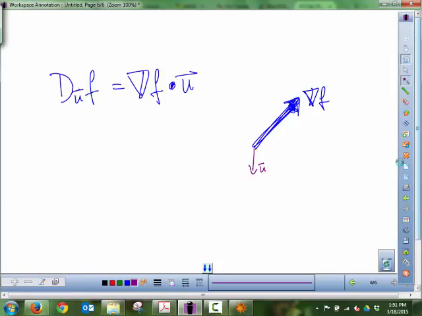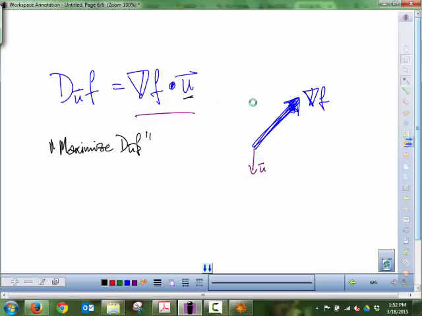Now, we were just talking about maximizing something earlier. Let's maximize the directional derivative. And the way we do that is by changing the unit vector around. So let's take a look at the unit vector and see how it would look in many different positions.